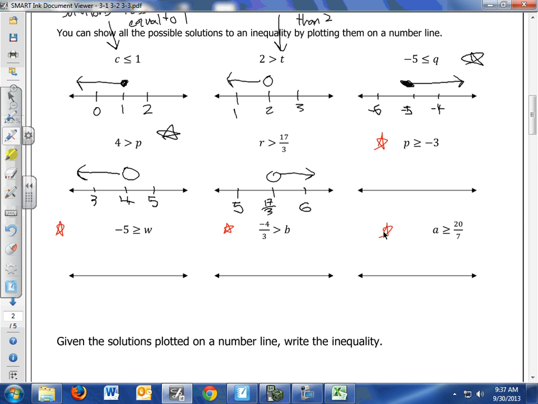You guys did pretty well for the most part. I think a big problem is this one in the middle. And not because of the direction of the arrow or anything, it's because of your number line. We got to talk about our number line a little bit. So let's first do this one. Mr. Miller, closed or open?